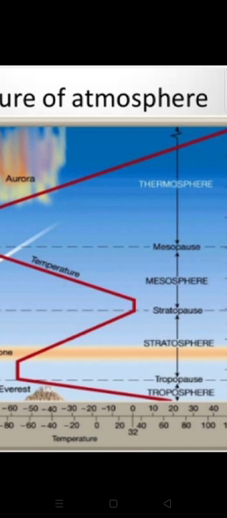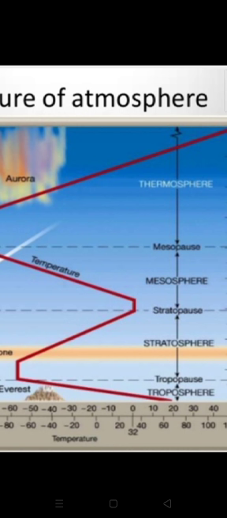The upper region of the troposphere has a narrow border called the tropopause, which has a constant temperature. The tropopause separates the stratosphere from the troposphere. After the troposphere, you have stratosphere.